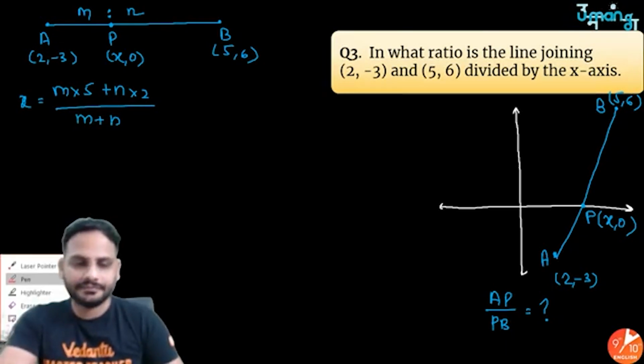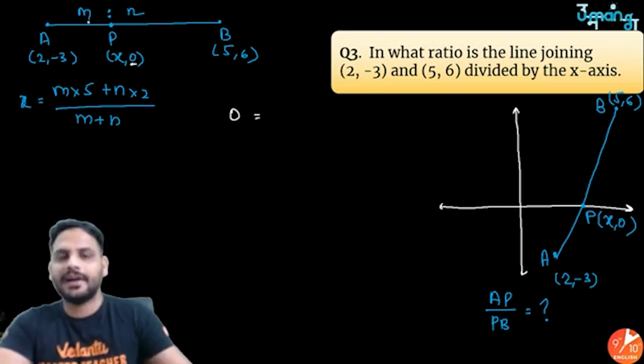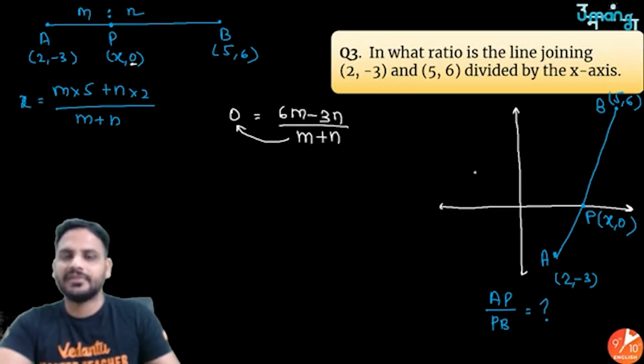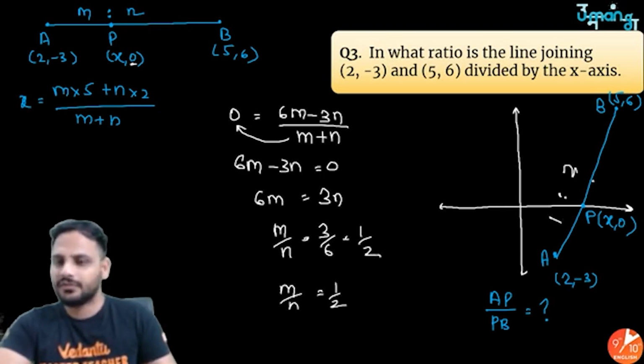But if I talk about the y coordinate, I don't know the x coordinate over here, but I know the y coordinate of point P is 0. So 0 is equal to, using the section formula for the y coordinate, (m into 6 is 6m, n into minus 3 is minus 3n) upon (m plus n). If I shift m plus n over there, m plus n into 0 is 0 only. So 6m minus 3n is equal to 0, 6m is equal to 3n. We need to find m:n, so m by n is equal to 3 by 6, which is equal to 1 by 2. So the ratio in which it divides is 1:2.